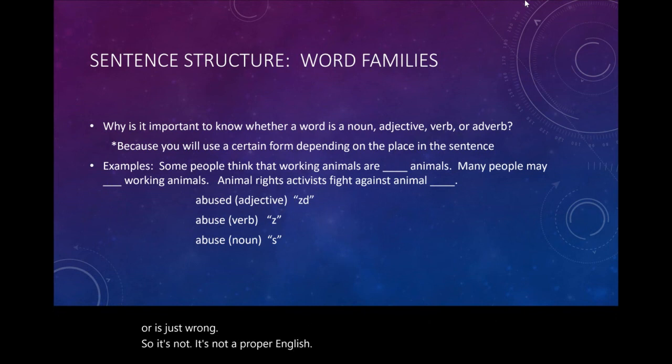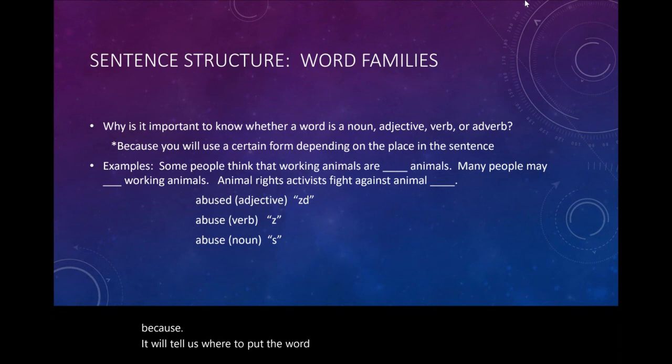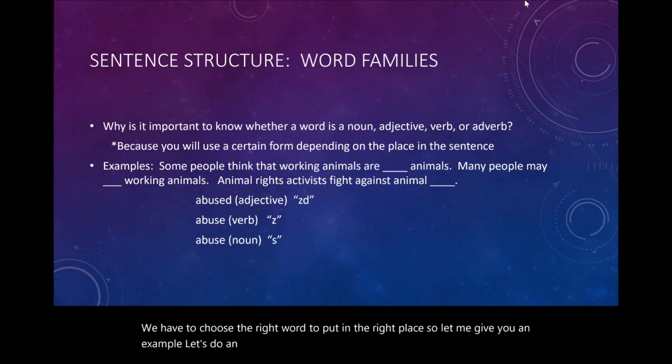So when you think of word families, I want you to think, okay, these are important because they will tell us where to put the word in the sentence. We have to choose the right word to put in the right place. So let me give you an example. Let's do an example together, okay? Look at my example here.